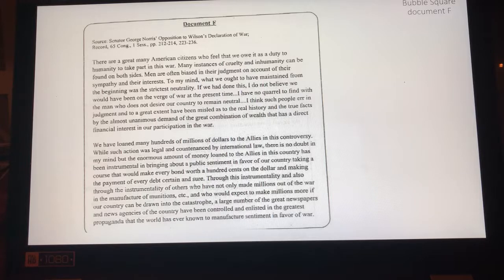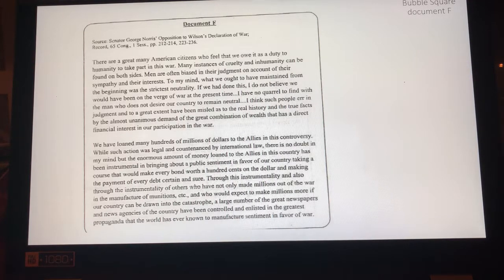That their bonds in those companies would make a lot of money, and they want to make their debt paid back through this instrumentally, and also through this instrumentally of others who have not only made millions out of the war in the manufacturing of munitions, etc., and who would expect to make millions more if our country can be drawn into the catastrophe. A large number of the great newspapers and news agencies of the country have been controlled and enlisted in the greatest propaganda that the world has ever known to manufacture for sentiment in favor of war.